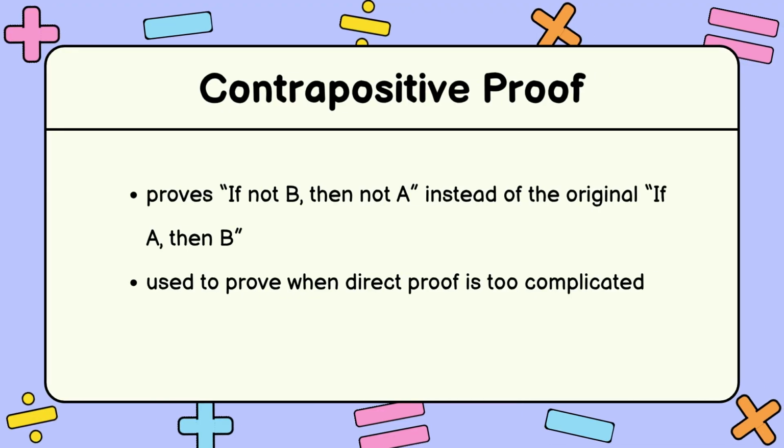Next, we have contrapositive proof. The normal statement follows the form if A then B, given that A is the hypothesis and B is the conclusion. The contrapositive of a statement follows the form if not B then not A. We normally prove the contrapositive of a statement if using direct proof is too complicated.